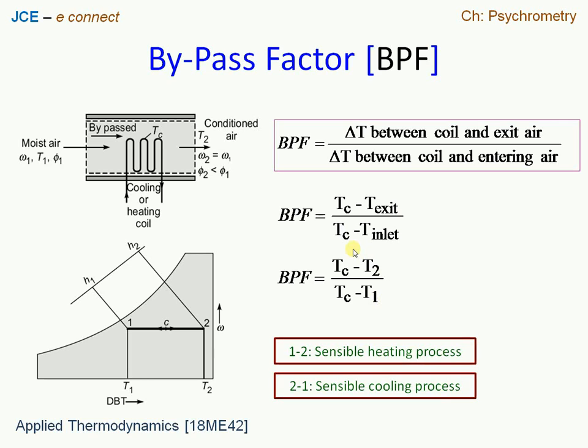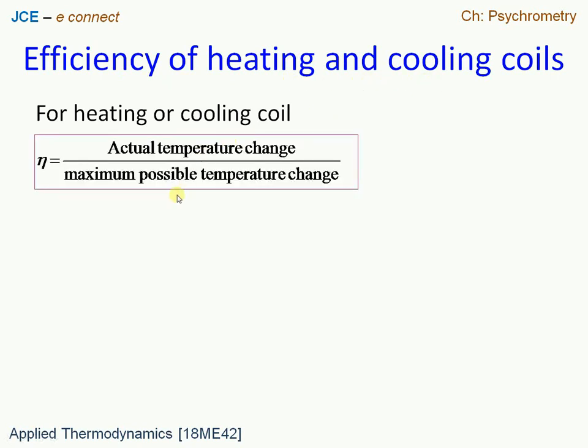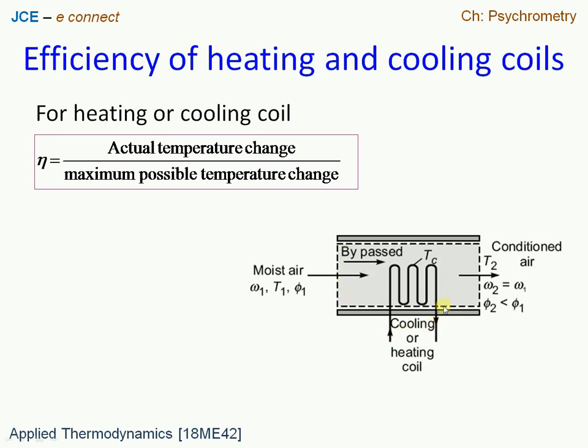Moving further, let us now take up one numerical problem where we have to calculate the bypass factor. Before we take that up, let's look at the efficiency of heating or cooling coils. For heating or cooling coils, the efficiency is defined as the actual temperature change divided by the maximum possible temperature change. Now looking into the air conditioning unit, we have the condition of the moisture at the inlet and the condition of the moisture at the exit of the air conditioning unit. So the actual temperature change is T2 minus T1, divided by the maximum possible temperature change. This maximum possible temperature change can be TC minus T1.